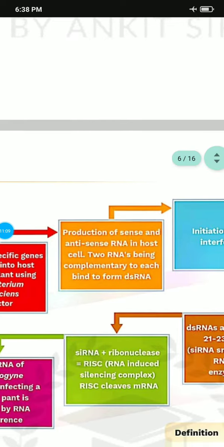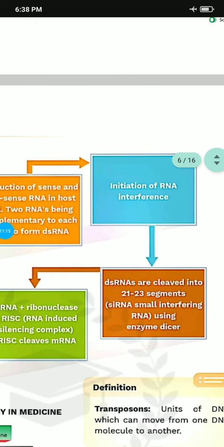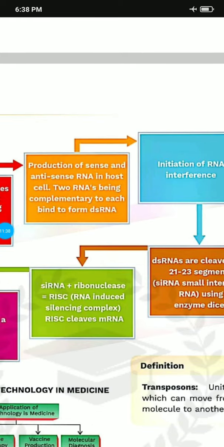Now what is going to happen? The RNA interference is going to initiate, and this double stranded RNA is cut into segments of 21 to 23 nucleotides. These segments are called siRNA. They are cut by the enzyme Dicer, RNA Dicer. Now these small fragments are used by ribonuclease and combine to form the RNA induced silencing complex. And this silencing complex cleaves the mRNA.